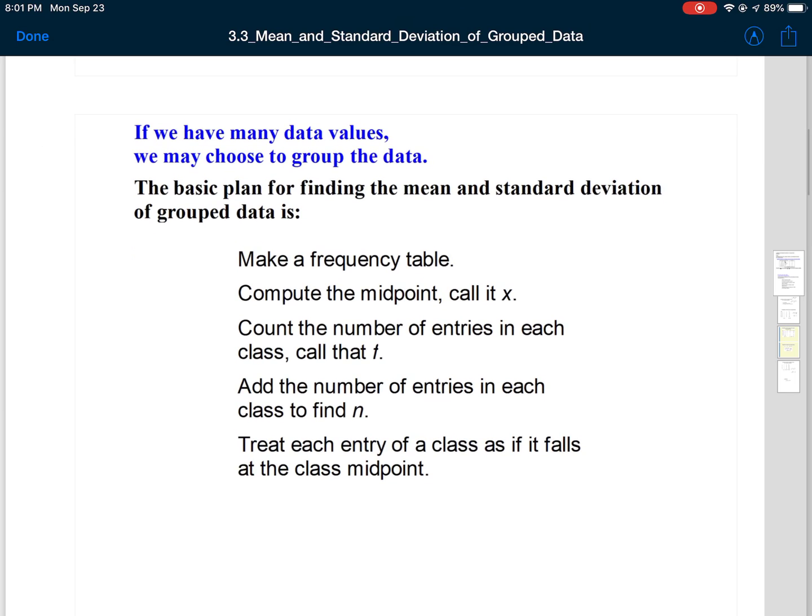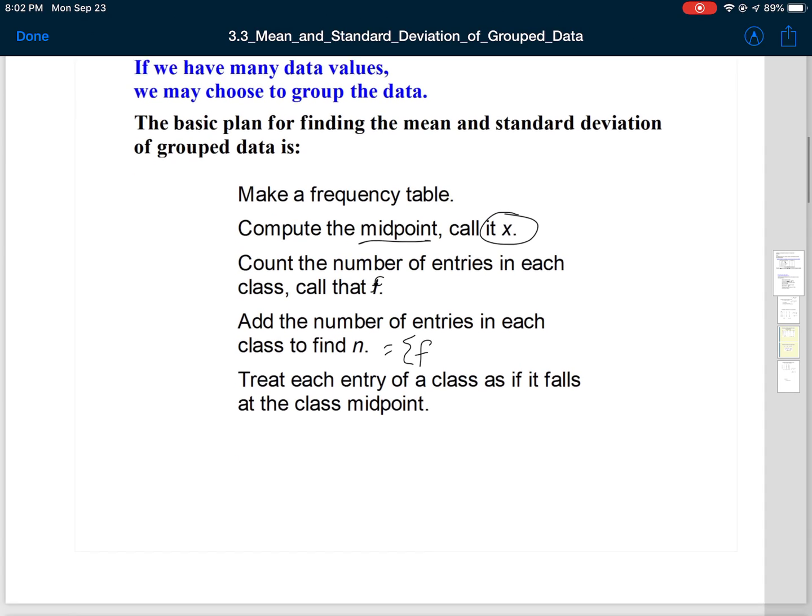What you would do is very similar to what you did for your standard deviation before. Except for now, every time that you see X, it is the class midpoint. This lowercase f is the frequency of each of those classes. N is the total number of all the data in the table. Sometimes it's written as the sum of all the frequencies. And then treat each entry as if it falls at that class midpoint. And here's what I mean by that.